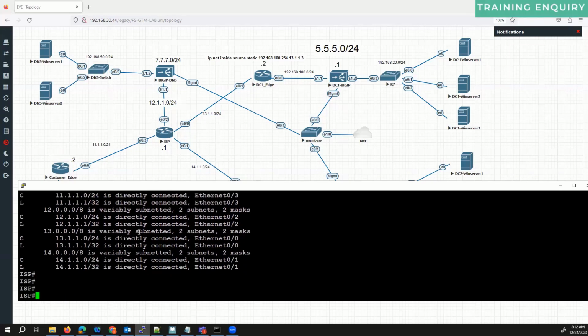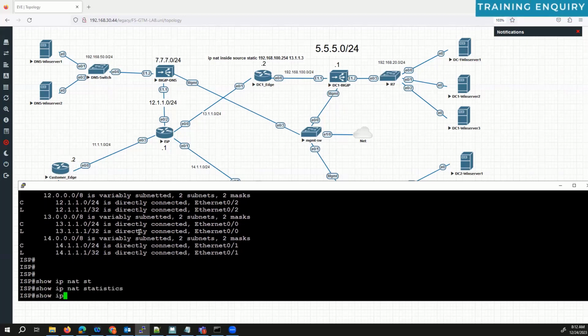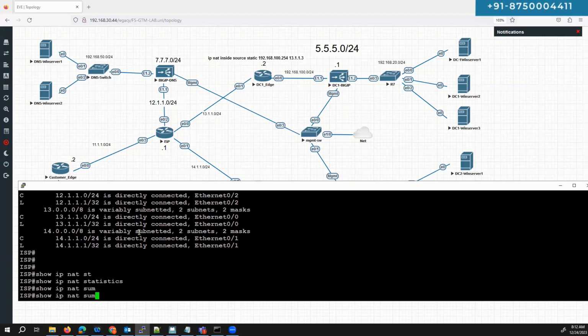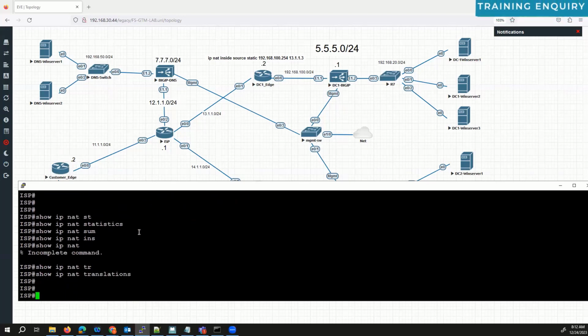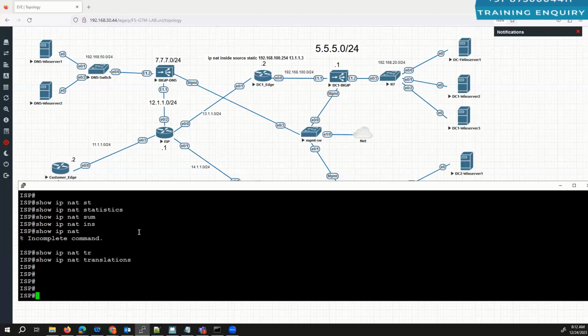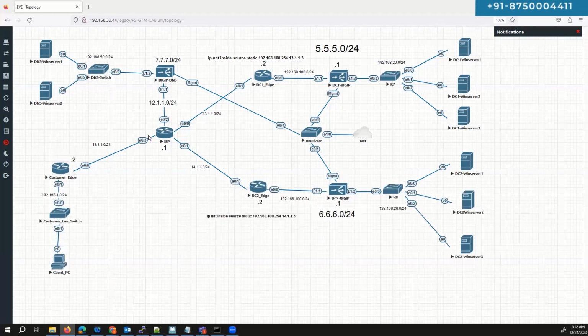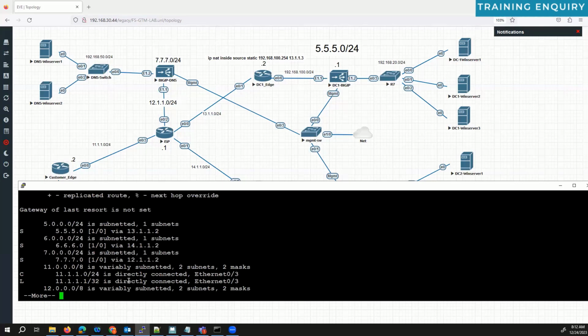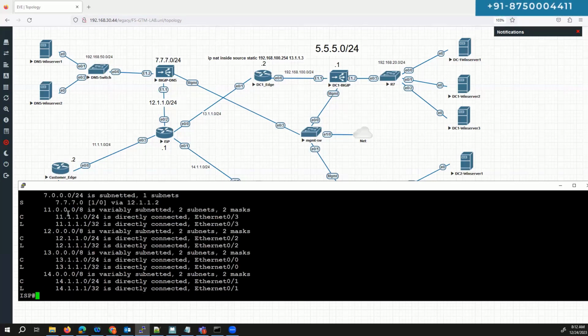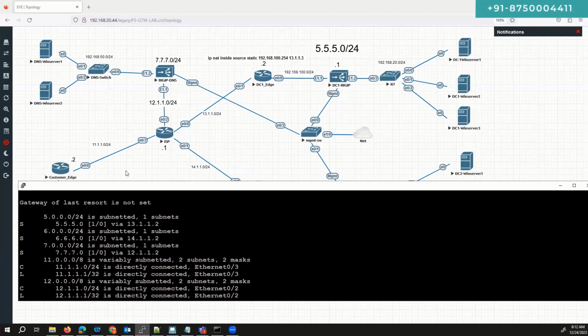Other than that, there is no other configuration, no NAT, nothing. If you look at show ip nat statistics and show ip nat translation, nothing is there. So this ISP is just a router which is allowing only the public IP addresses as per its routing table. This ISP router has only public IPs as part of its routing table. That's how it has been designed.